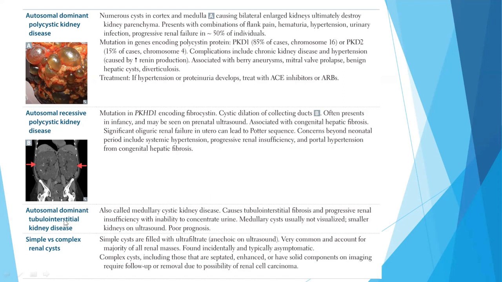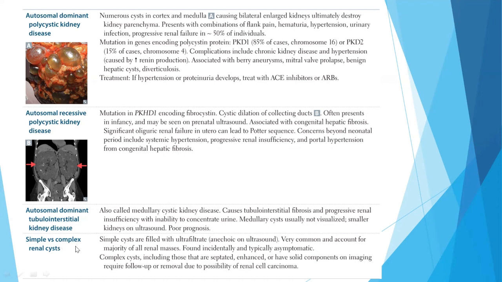The autosomal dominant tubulointerstitial kidney disease, which is also called medullary cystic kidney disease, causes tubulointerstitial fibrosis and progressive renal insufficiency with inability to concentrate the urine. Medullary cysts usually are not visualized, and small kidneys are present on ultrasound. It generally has a very poor prognosis.